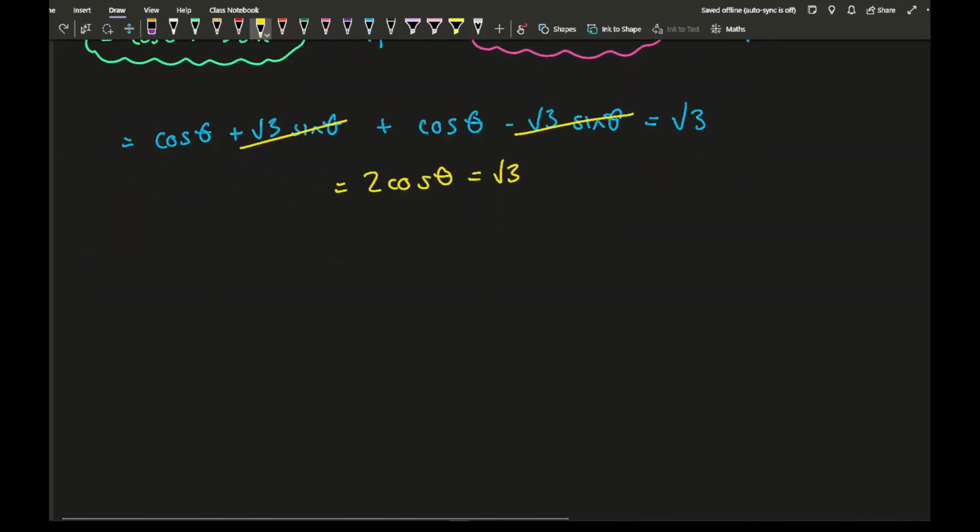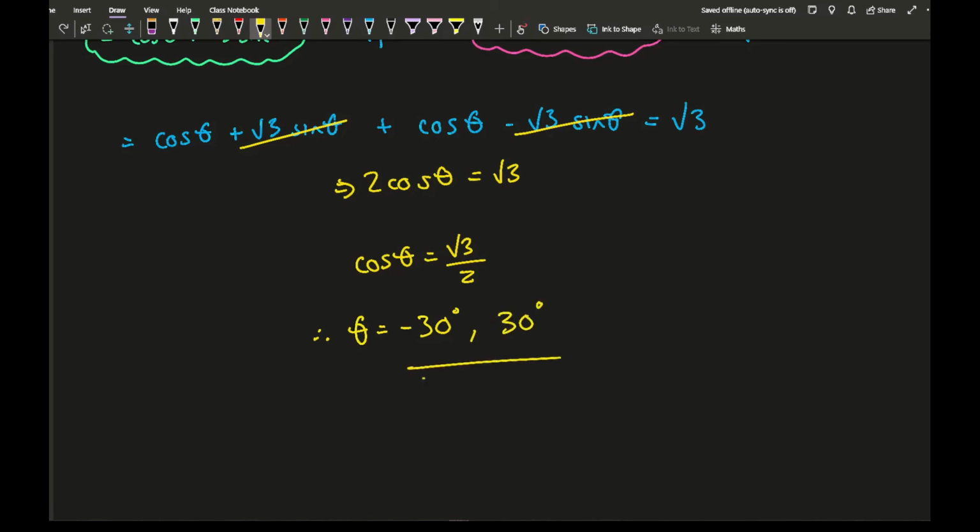So from this, what we can then do is that cos theta equals root 3 over 2, and therefore theta equals minus 30 degrees, which is our first angle. And then from this, we can find our respective second angle, which is going to be positive 30 degrees. So there is our final answer, or if you wanted to, you could write your answer like so, and there we go.